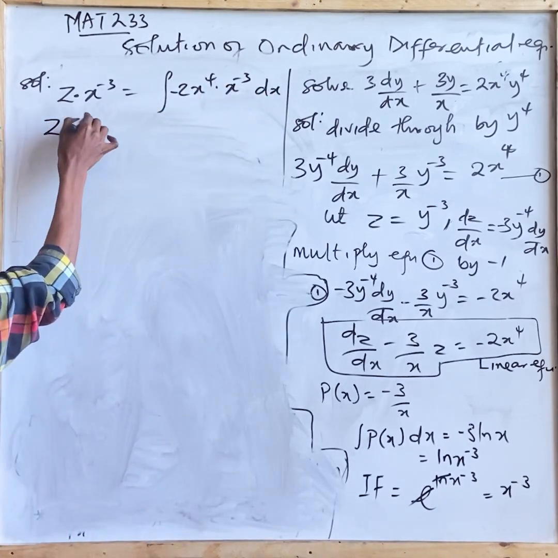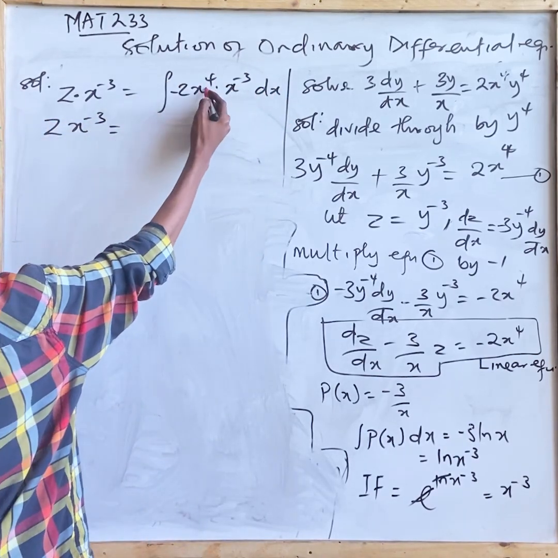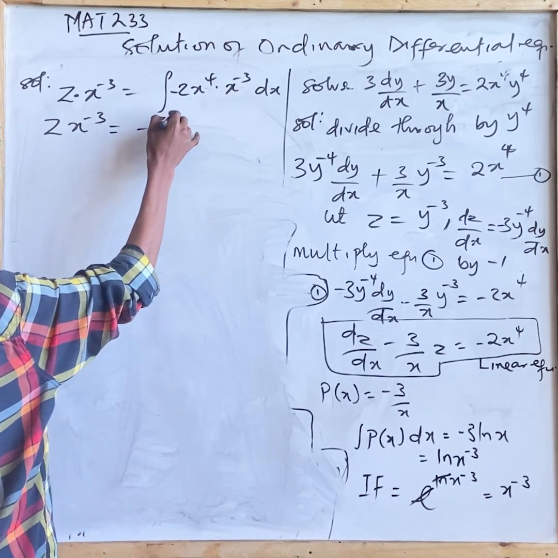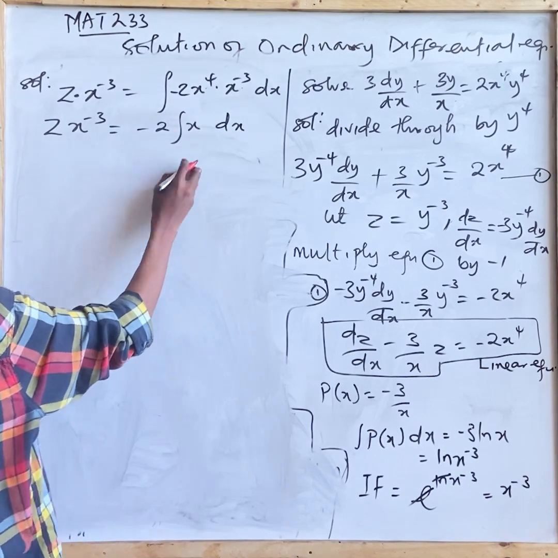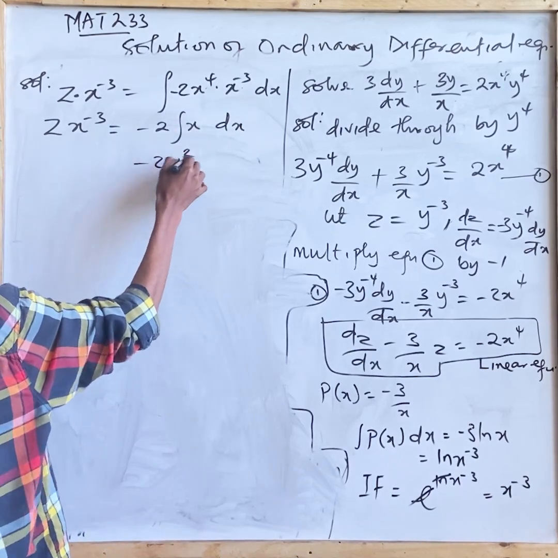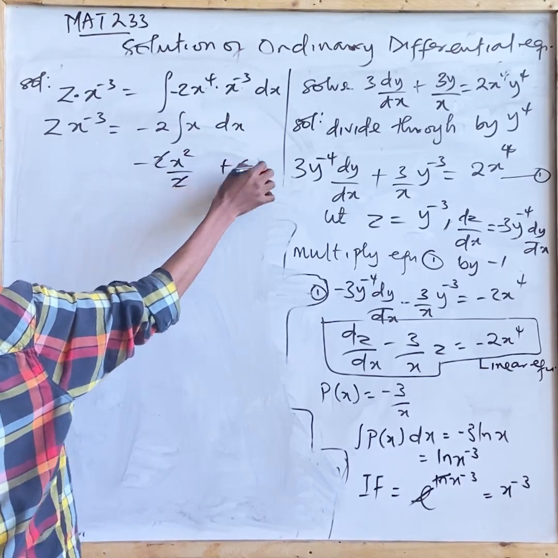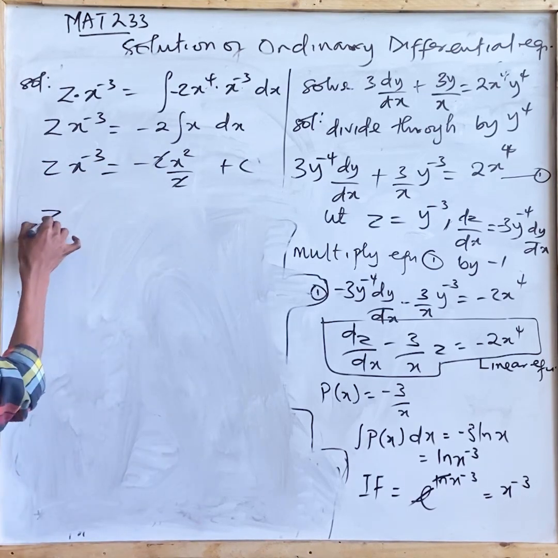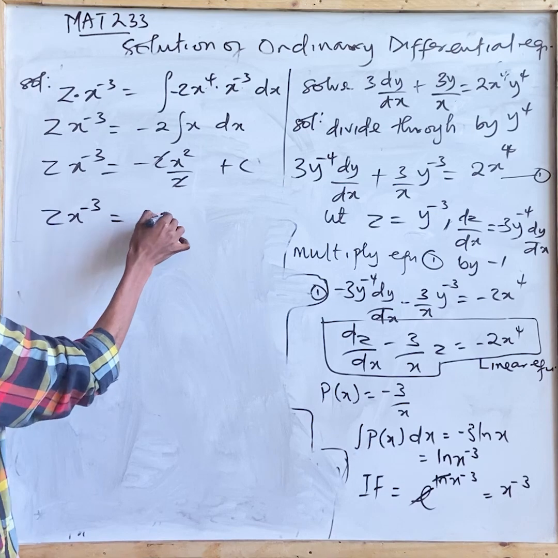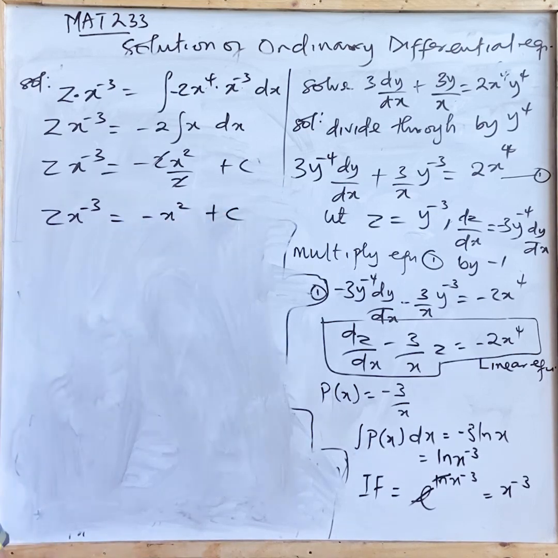So z x^-3. So x^4 times x^-3, that's x dx. So if I integrate x, that's x squared over 2. 2 cancels 2, plus c. z x^-3 equals minus x squared plus c. And this is our final solution.